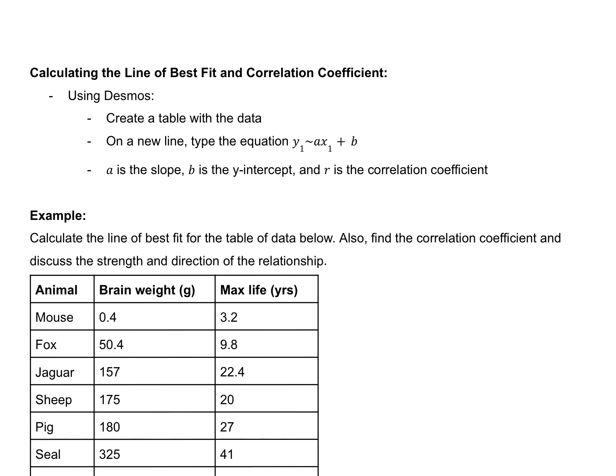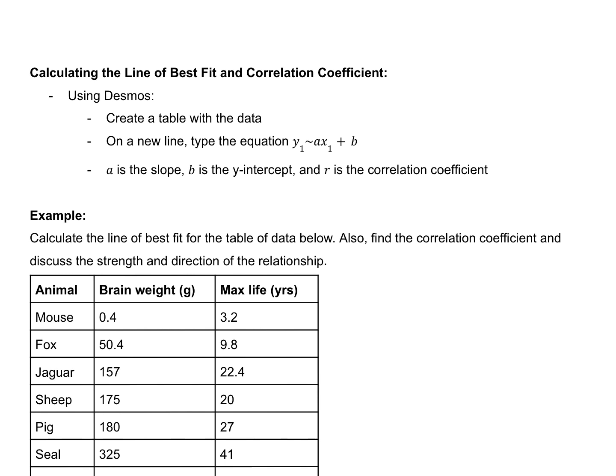And then you're gonna go ahead and insert your table of your data. Then on a new line, you're going to type the equation y1 ≈ ax1 + b. You don't have to do anything special to get that subscript. You literally just type y and then 1 and it automatically makes it a subscript. So once you put that on a new line, it will automatically give you the equation. So you're going to see the letter A, that's our slope. The letter B is our y-intercept, and then the letter R is our correlation coefficient.